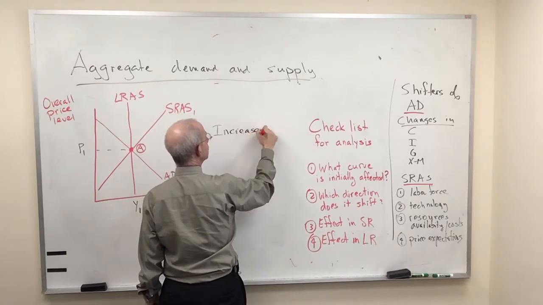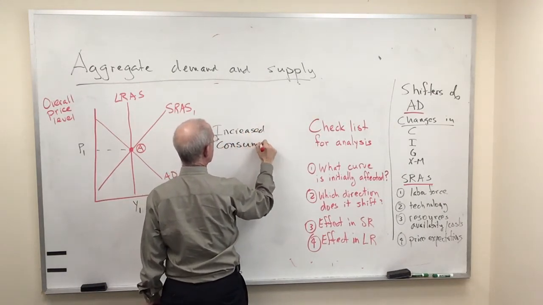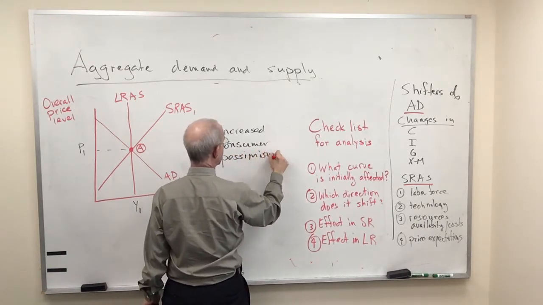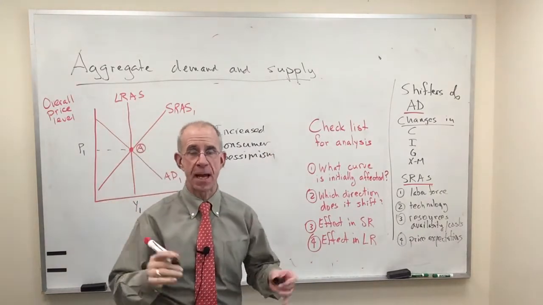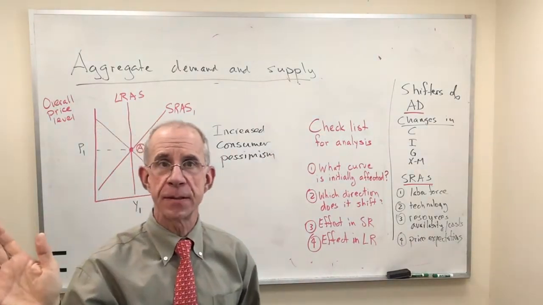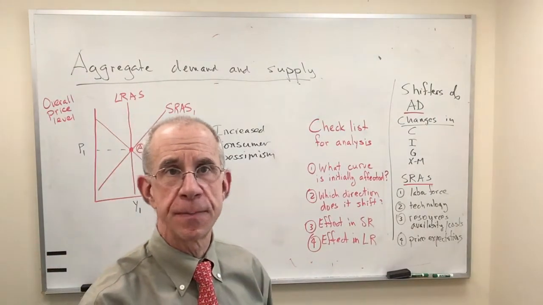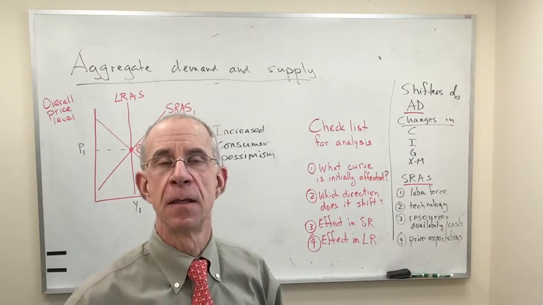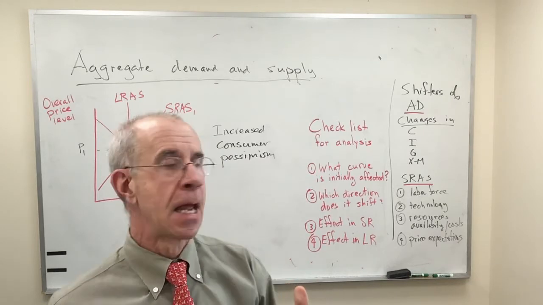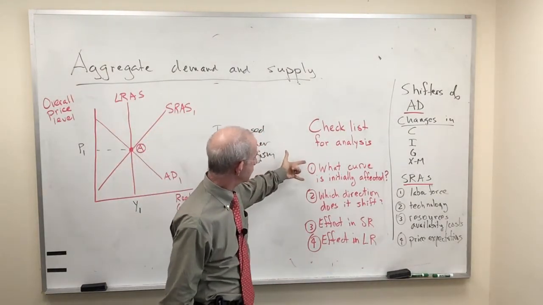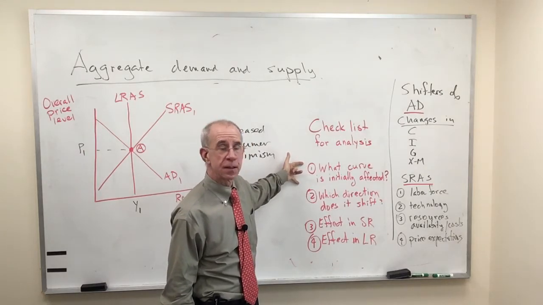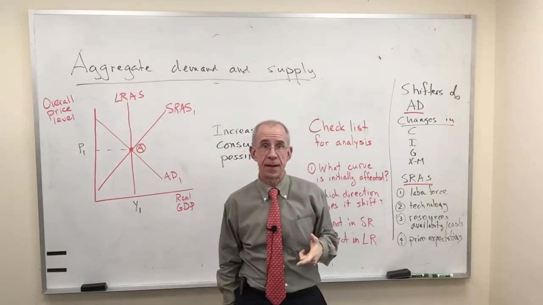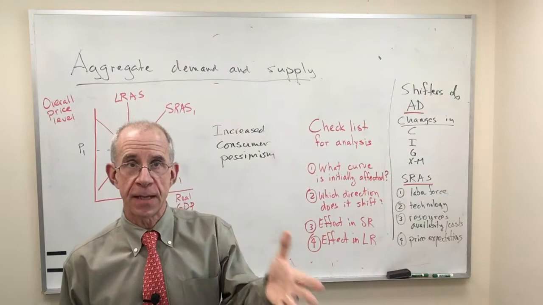So let's imagine we've got an increase in consumer pessimism. They're freaked out by something. It could be a housing crisis, it could be worries about political stability, whatever. Something has made consumers nervous. Now, we ask, well, where does consumption fit into this story? What curve is initially affected? Well, you look over here, it affects consumption. It affects aggregate demand.